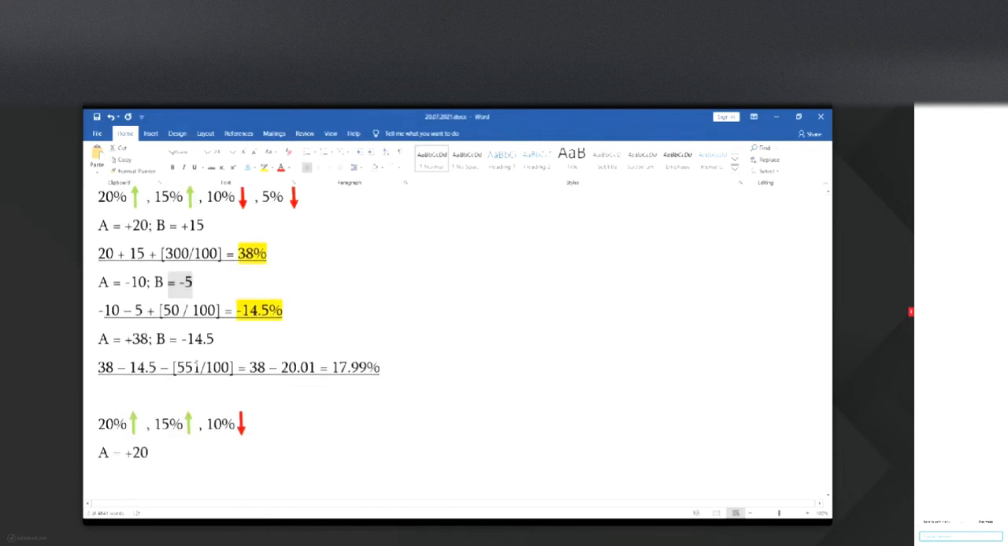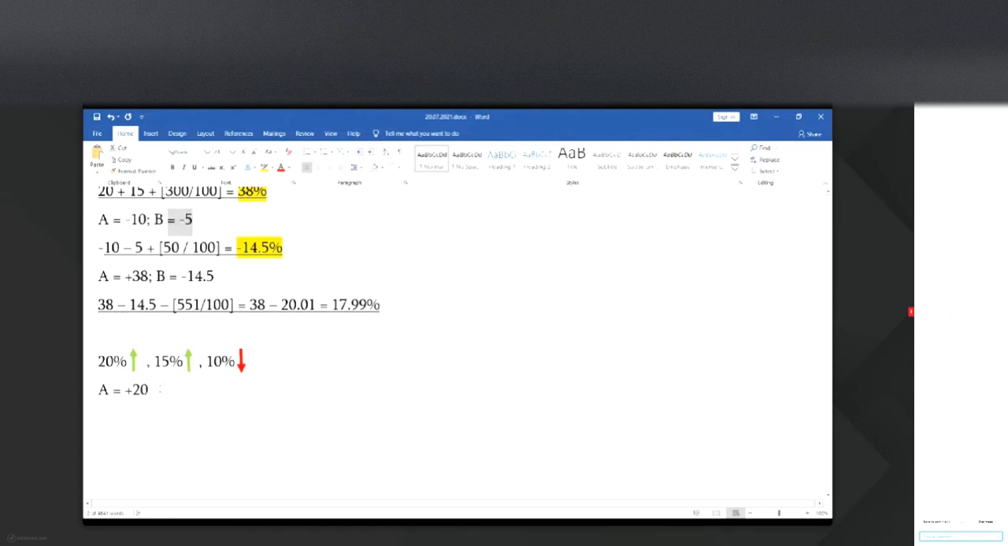Increase should be plus. So here 20 is an increase, and similarly 15 is also an increase, right? Plus 15. So what is the formula? A plus B plus AB by 100. This is the formula for successive percentage change. So this will give me a net percent change.